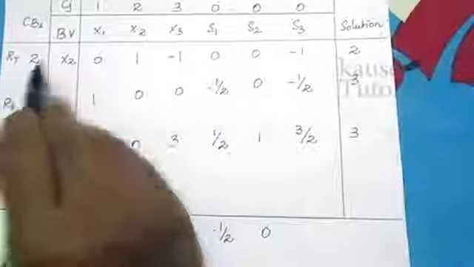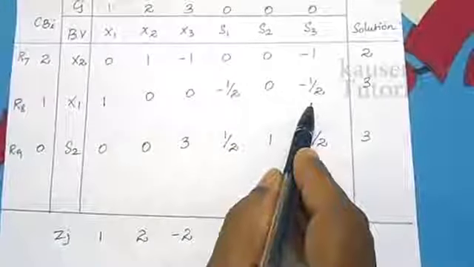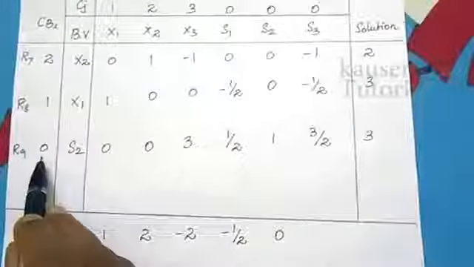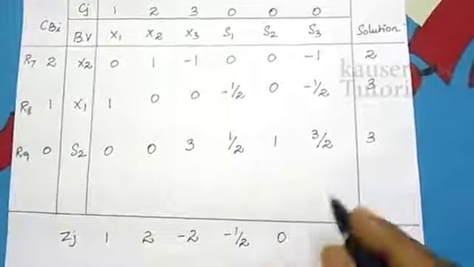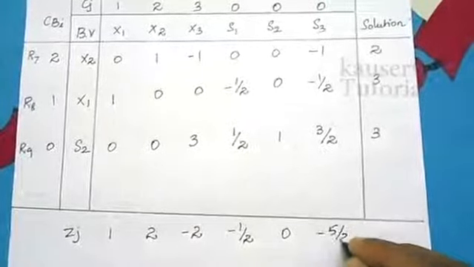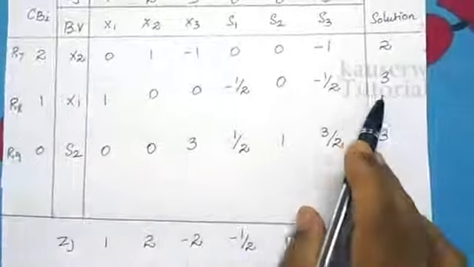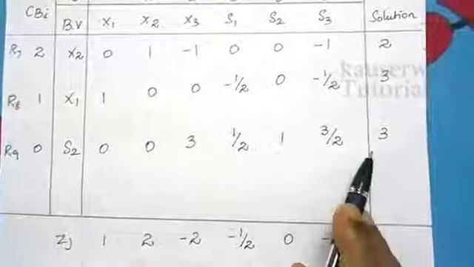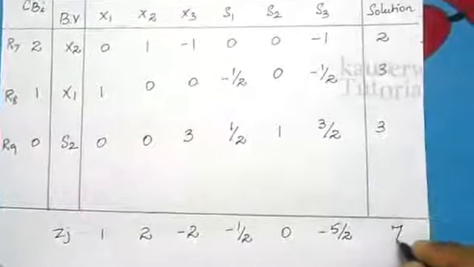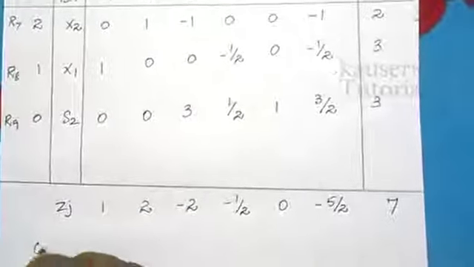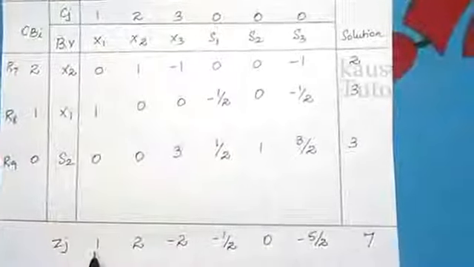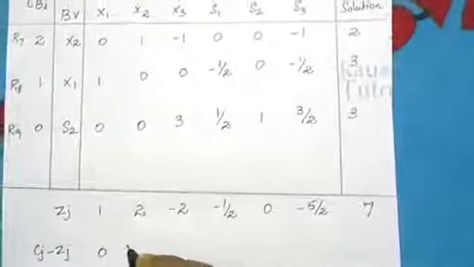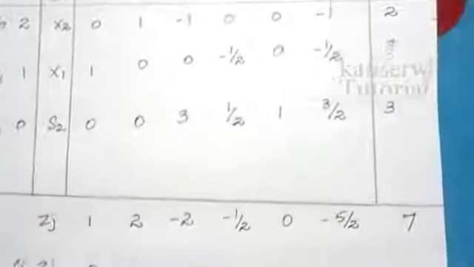For S3, 2 into minus 1, minus 2, plus 1 into minus 1 by 2, minus 1 by 2, plus 0 into 3 by 2, 0. So the answer is minus 5 by 2. For solution, 2 into 2, 4, plus 1 into 3, 3, plus 0 into 3, 0. So the answer is 7. Now we need to find Cj minus Zj values. For x1, 1 minus 1 is equal to 0. For x2, 2 minus 2 is equal to 0.